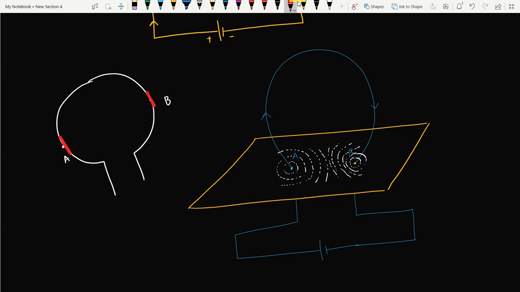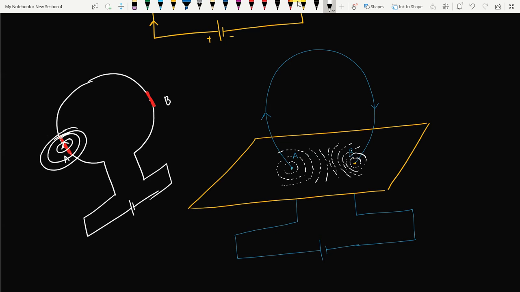So we have connected this wire to the battery. What is the direction of current at point A? At point A, the direction of current is upwards. So at this point A, if we are using right hand thumb rule, you would get rings here. These are the rings around point A. So these are the rings formed at A.